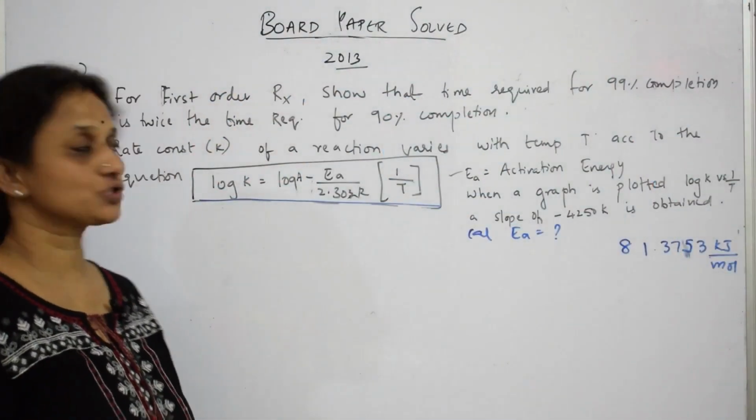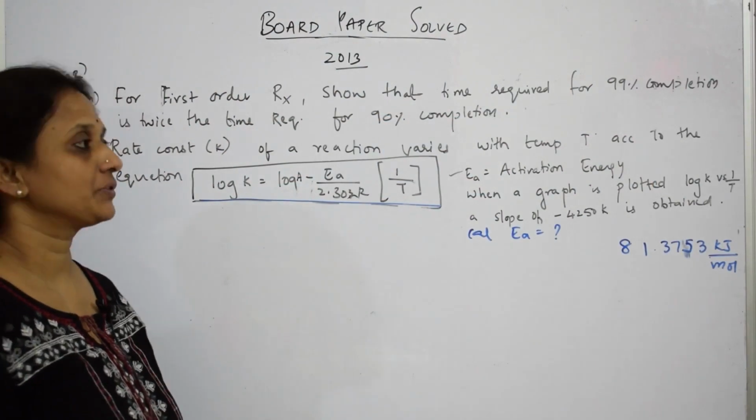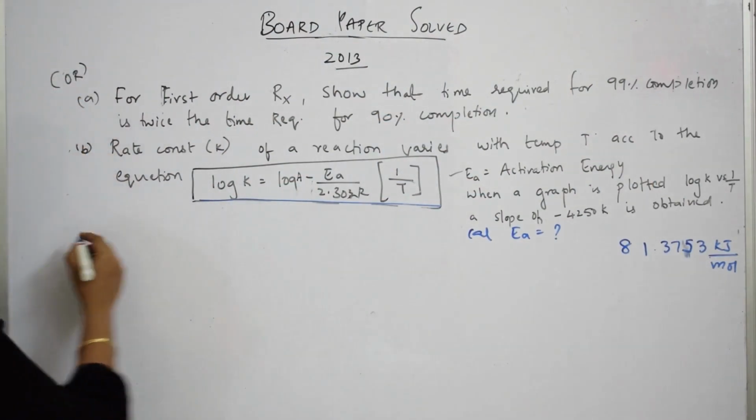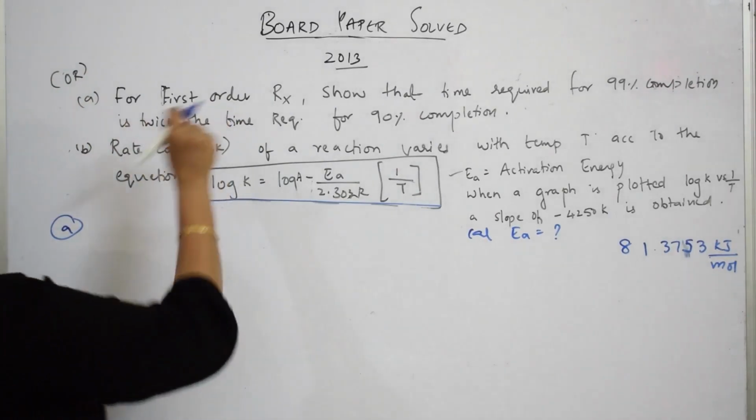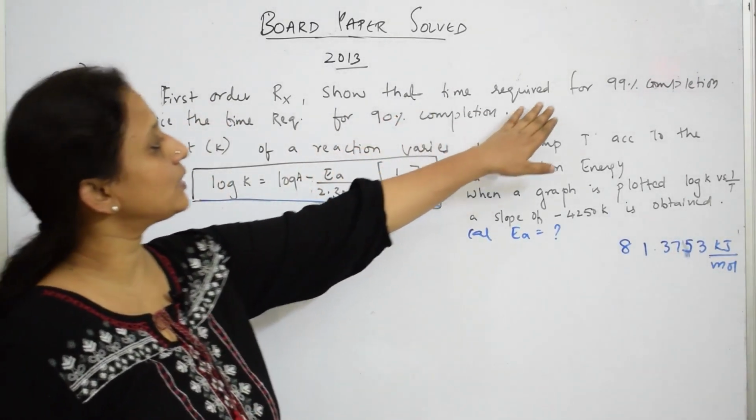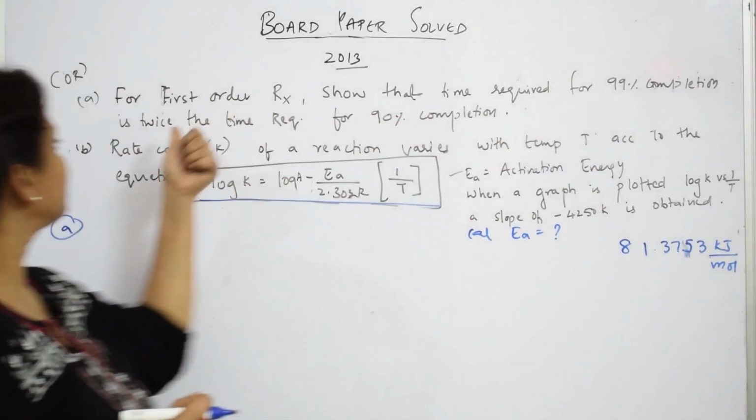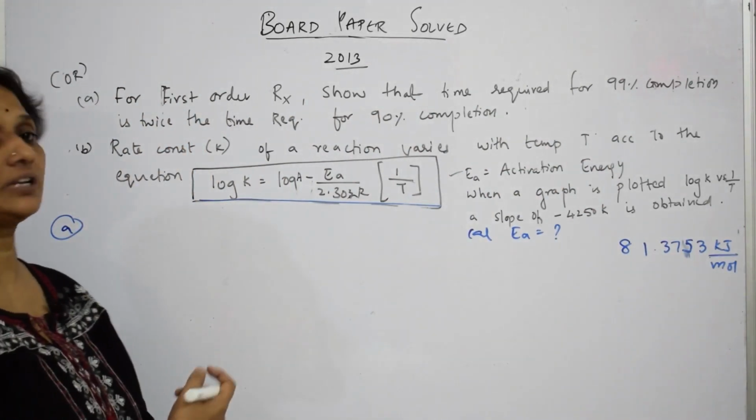Let us come back and do the choice question of 2013. Now, let us read the first question, part A. What do they give us? For a first order reaction, show that the time required for 99% completion is twice the time required for 90% completion.